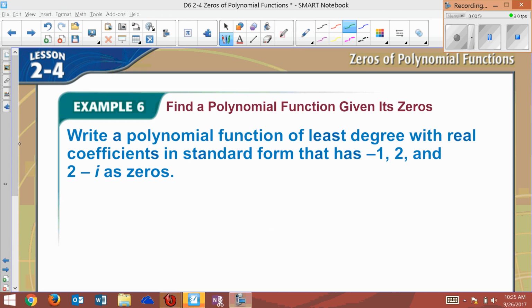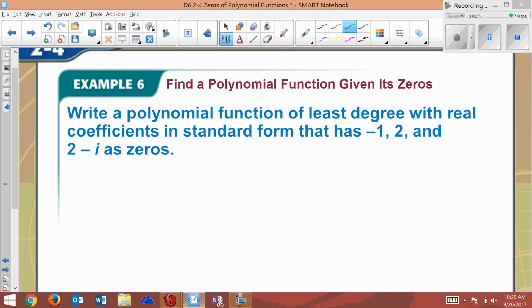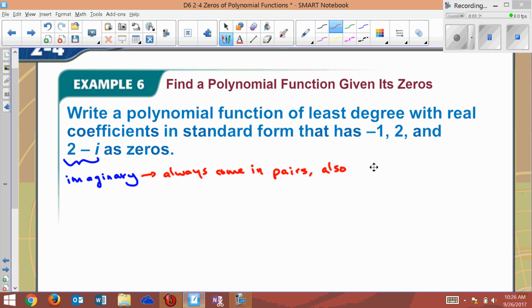We're going to start by writing polynomial functions. So it says of least degree. That means the fewest power necessary. And it has the coefficients in a standard form that has -1, 2, and 2i as a 0. This is imaginary. Now, what did I just tell you about imaginary? They always come in pairs. Since that's true, we also have 2 plus i as a 0.